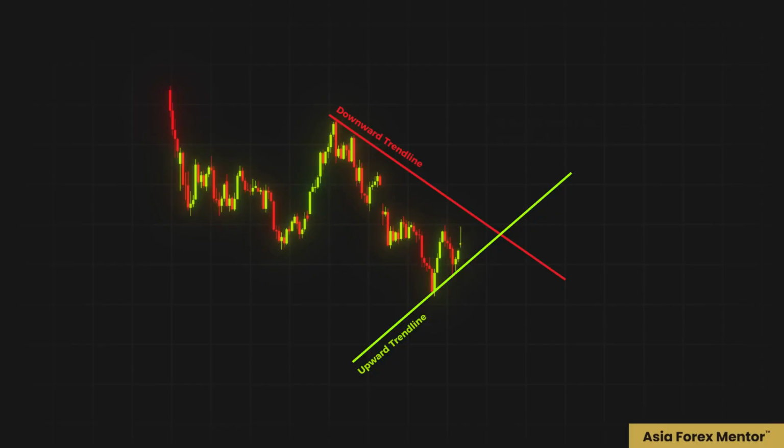You wait for price to break one of these two trend lines. That break is your signal. The moment price closes beyond one of these trend lines, you are now in, right? You're now in the game. That is your entry itself.